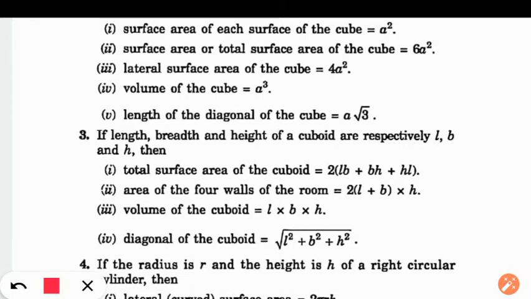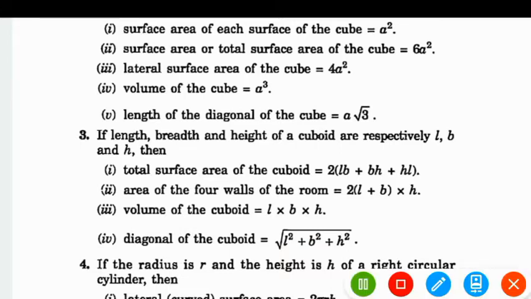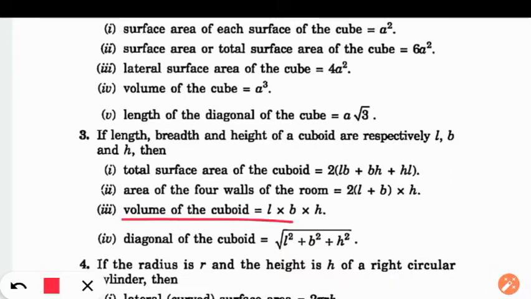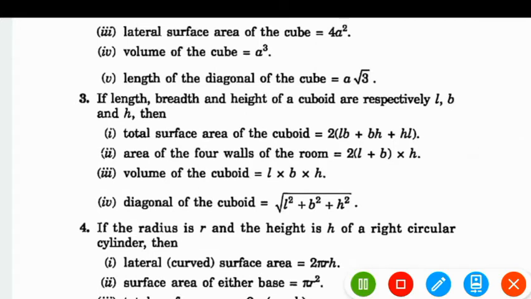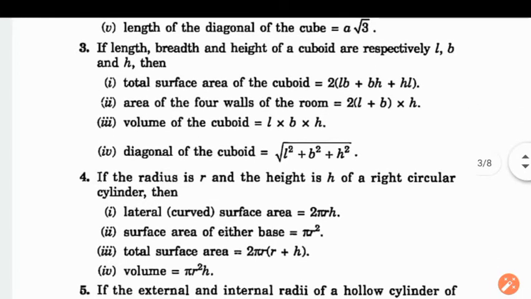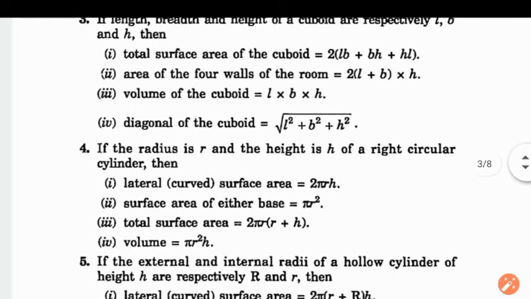Now, point number 3. What is the formula to find the volume of the cuboid? To find the volume of the cuboid, the formula is length into breadth into height. Done. The length of the diagonal of the cuboid is root over length square plus breadth square plus height square. Done.